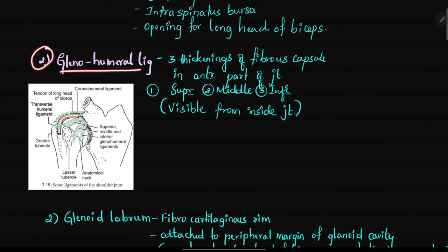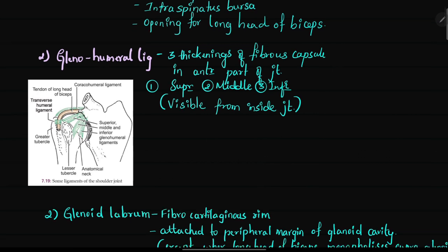The second ligament is the glenohumeral ligament. Actually it is a thickening of the fibrous capsule. There are three thickenings of the fibrous capsule in the anterior part of the joint: a superior one, a middle one, and an inferior one. Three areas are there where the capsule is thickened.